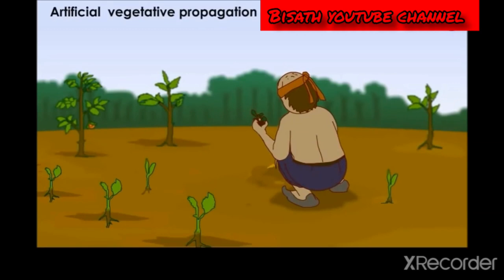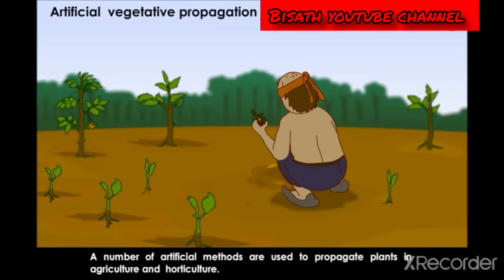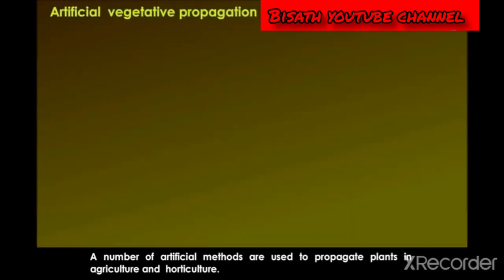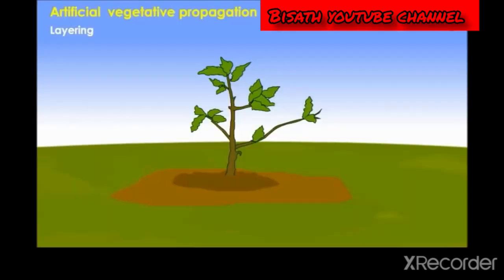Artificial vegetative propagation. A number of artificial methods are used to propagate plants in agriculture and horticulture. Some of these methods are layering, cutting, grafting, and tissue culture. Let us discuss these methods.